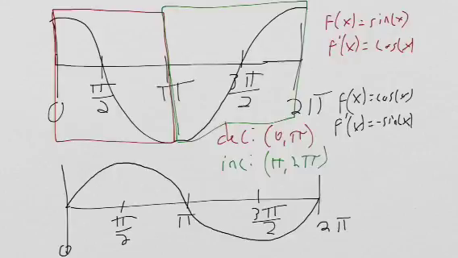So in conclusion, the derivative of sine is cosine. We found that by looking at the graphs, and then we looked at the graphs again to find out the derivative of cosine is negative sine.